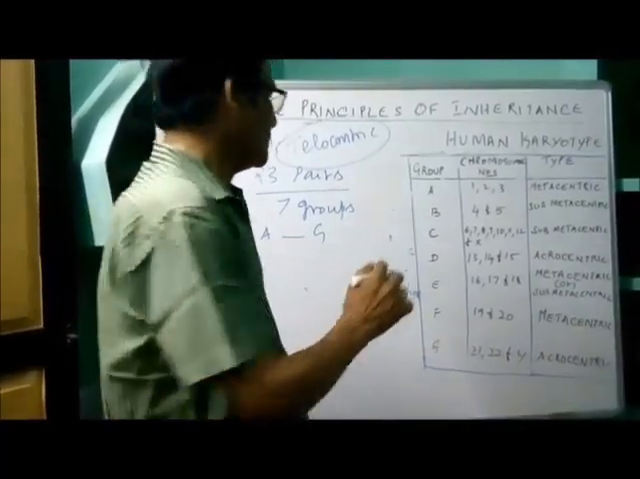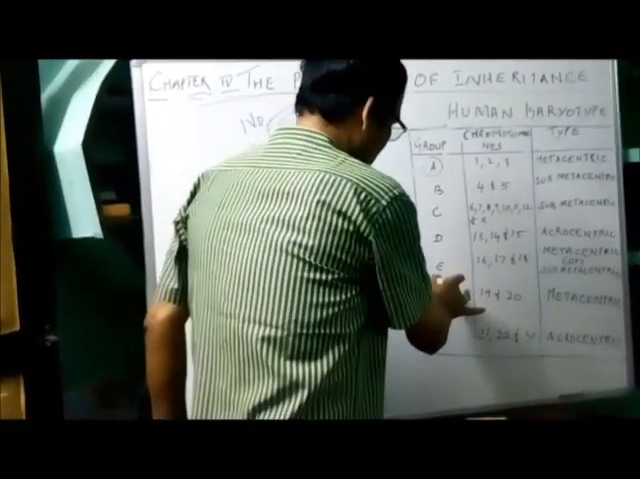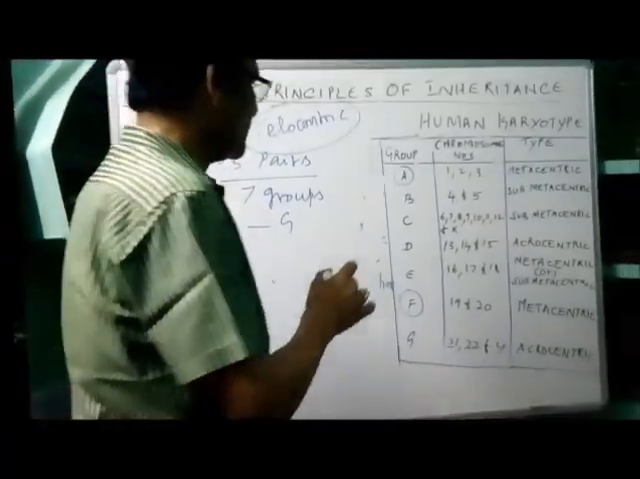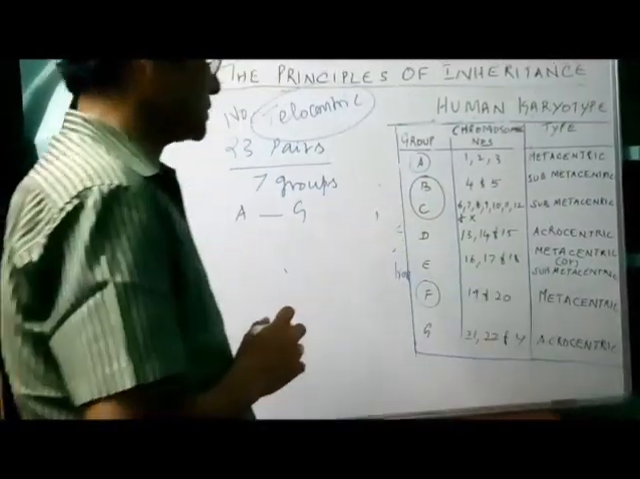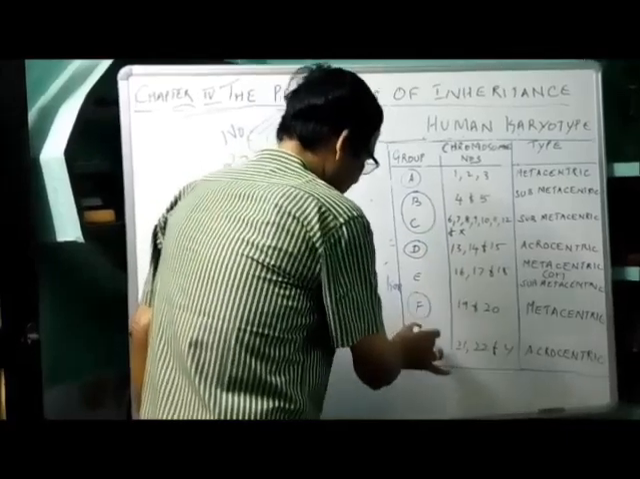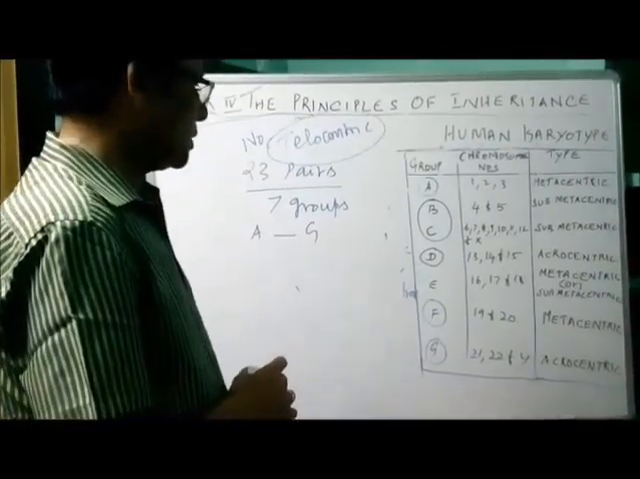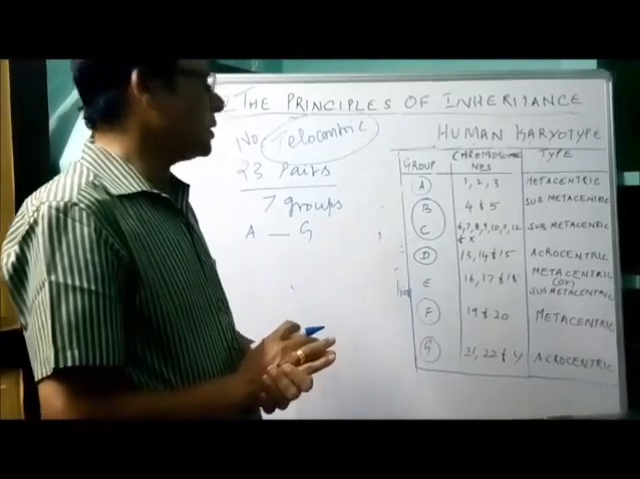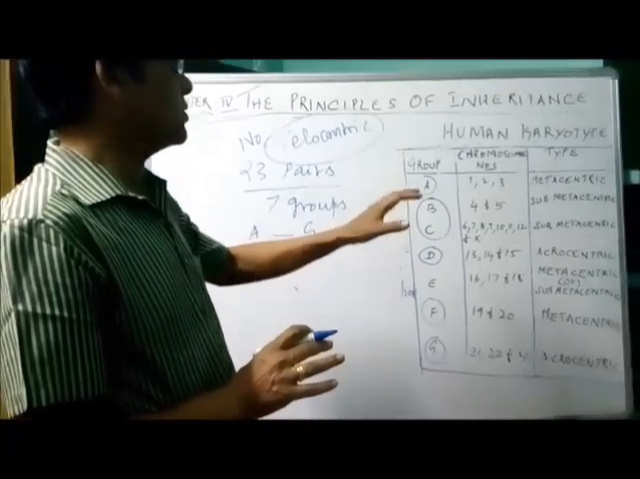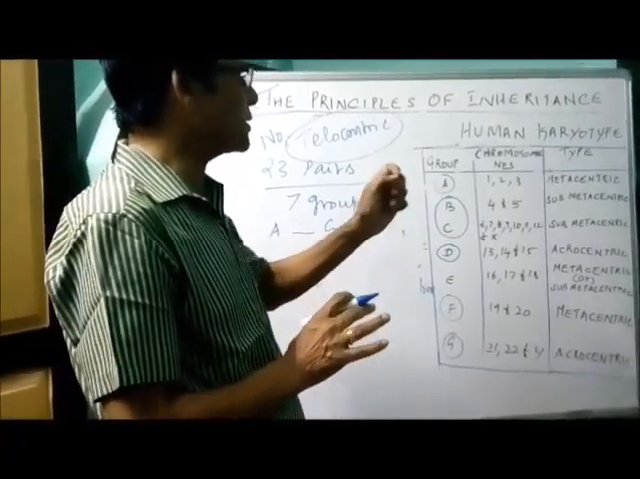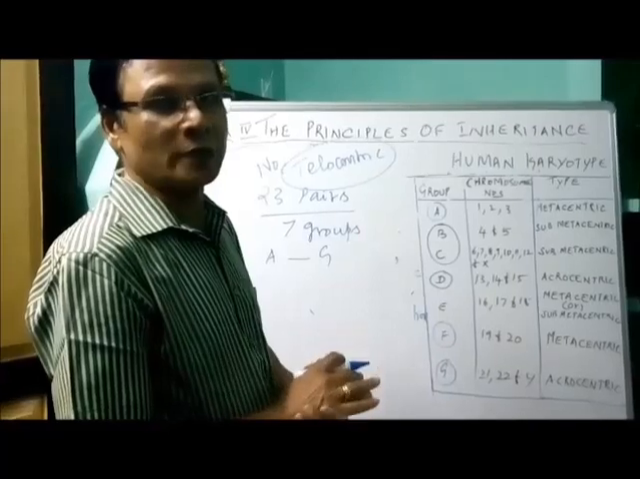So if you are considering A and F, they are metacentric. Then B and C, these are submetacentric. D and G, they are acrocentric in nature. Only E includes both metacentric and submetacentric chromosomes. So this is the human karyotype based on the relative length of the arms and also the position of the centromere. The following picture shows the ideogram of the human karyotype.